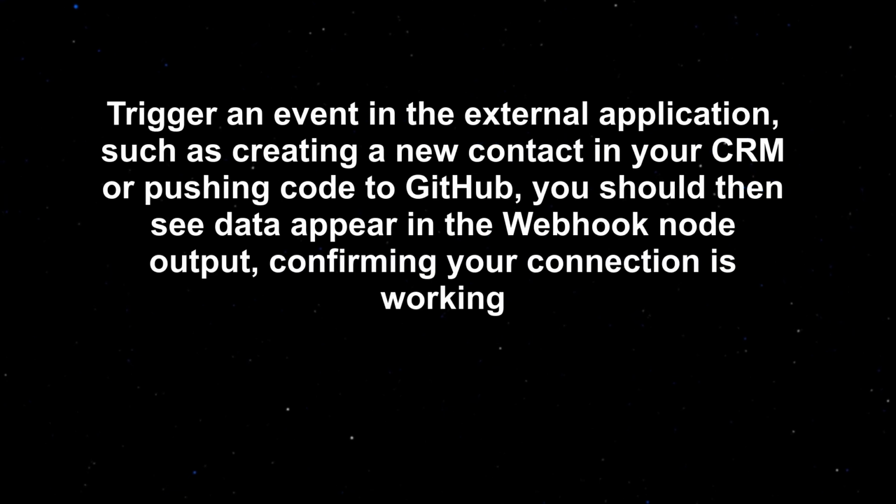Trigger an event in the external application, such as creating a new contact in your CRM or pushing code to GitHub. You should then see data appear in the Webhook node output, confirming your connection is working.